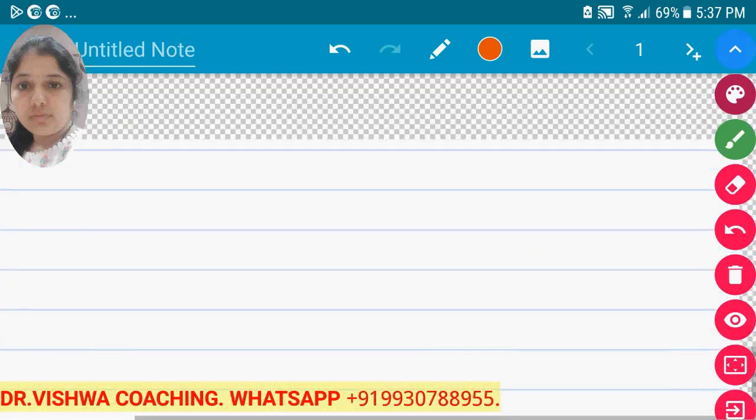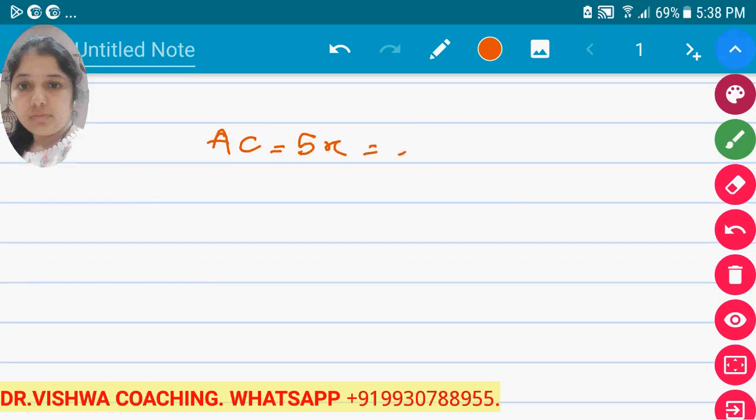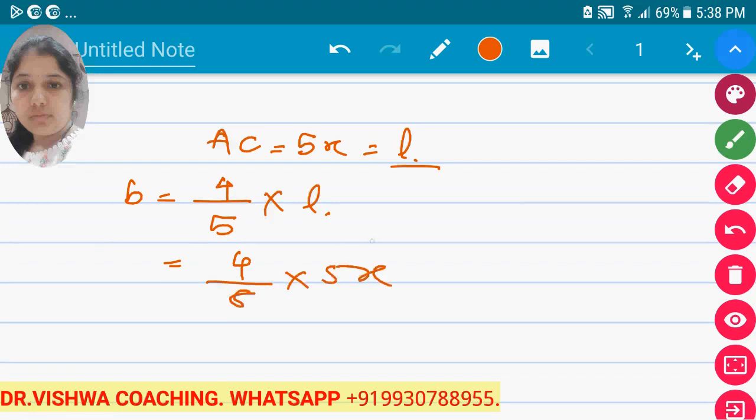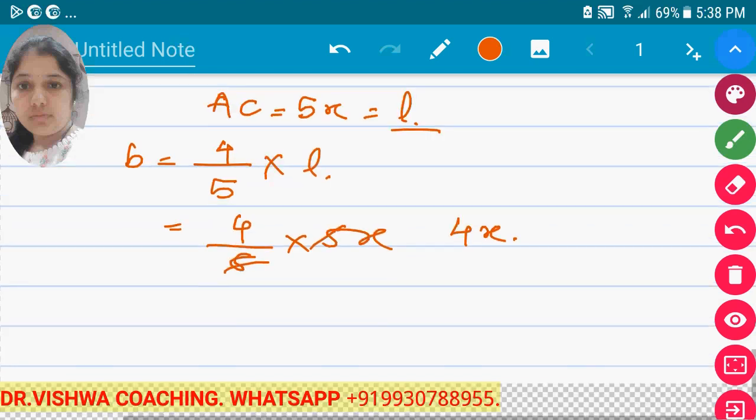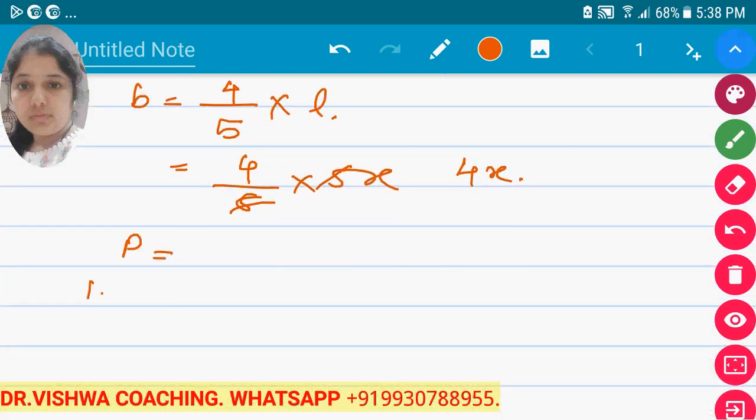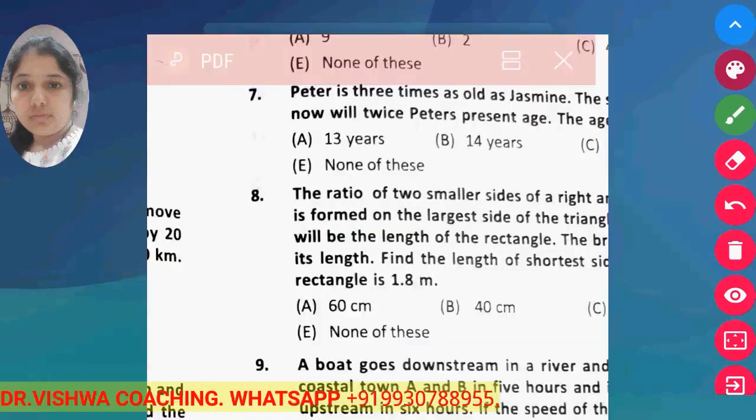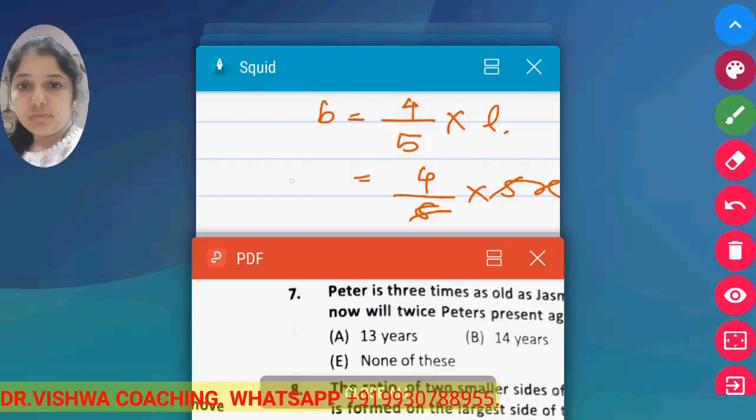Now what did I get? I got the AC's value, that is the length of the rectangle, which is 5x. Now the breadth is 4/5 of the length. So 4/5 of 5x, the breadth is equal to 4x. Now the perimeter of the rectangle is given to us, which is 1.8 meter. In centimeter it is 180 centimeter. Now why did I convert it into centimeter? Because your answer is given in centimeter.